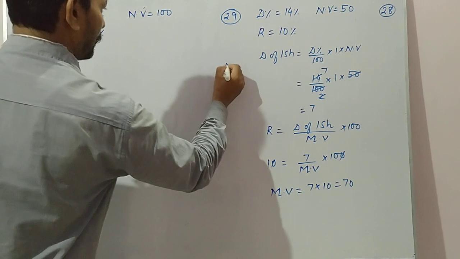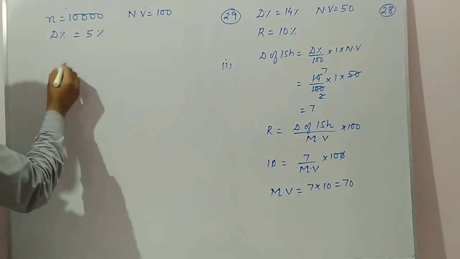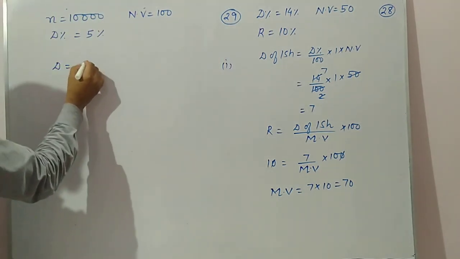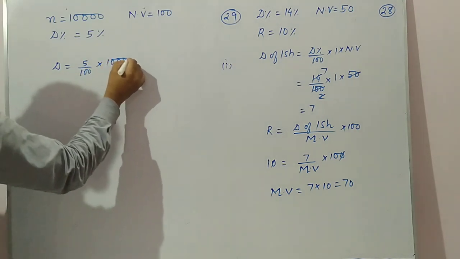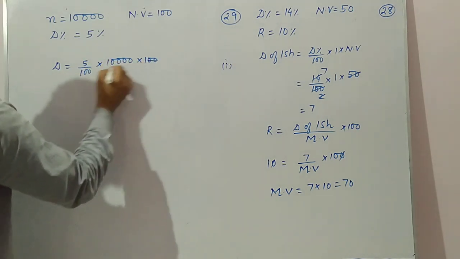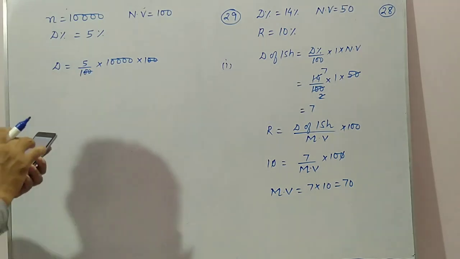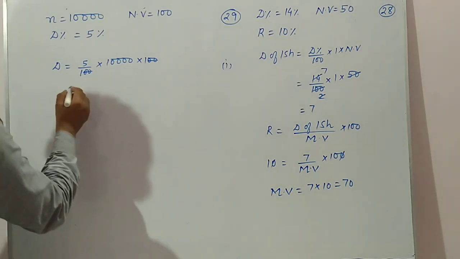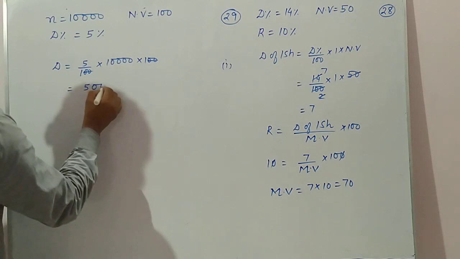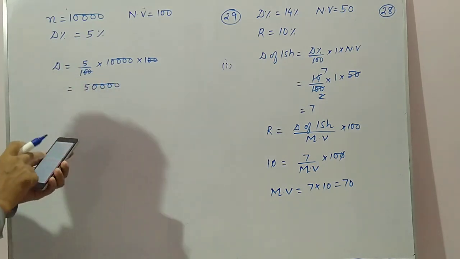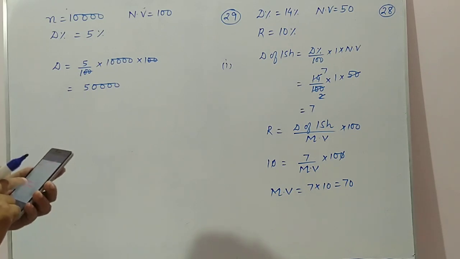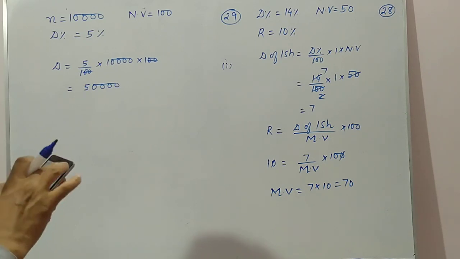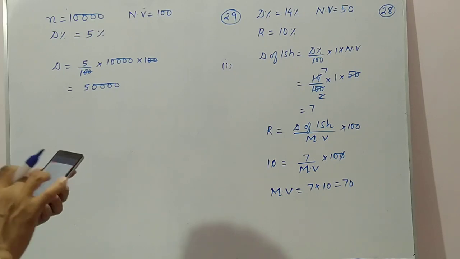Here, what is the total dividend paid by the company? Number 1, total dividend paid by the company. So here dividend, that is dividend percent by 100 into number of shares into nominal value. Okay, number of shares, how much? 10,000. So this will be dividend paid, that is 50,000. Let me check the answer. 50,000 it is. Yes. Okay. Next, second part.